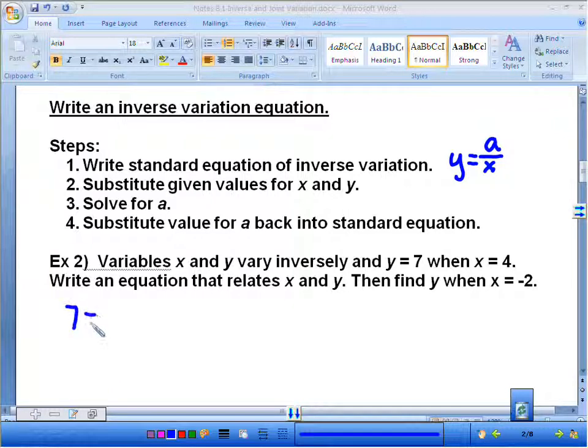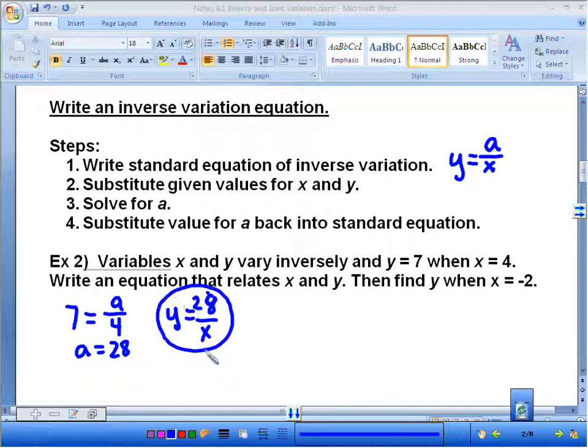So 7 equals a over 4. Solve for a, so a equals 28. Our equation is y equals 28 over x. That's our equation.